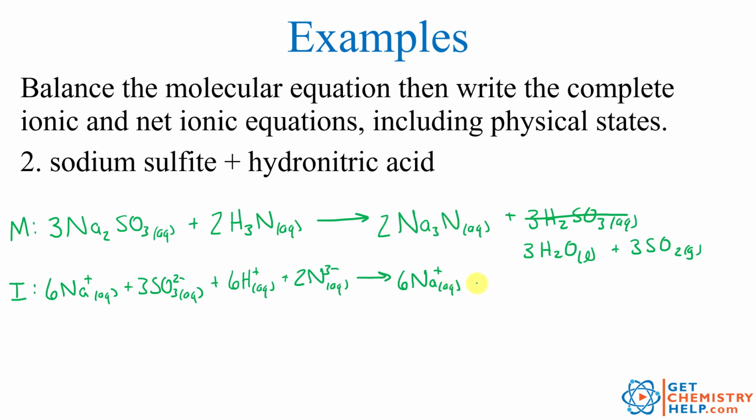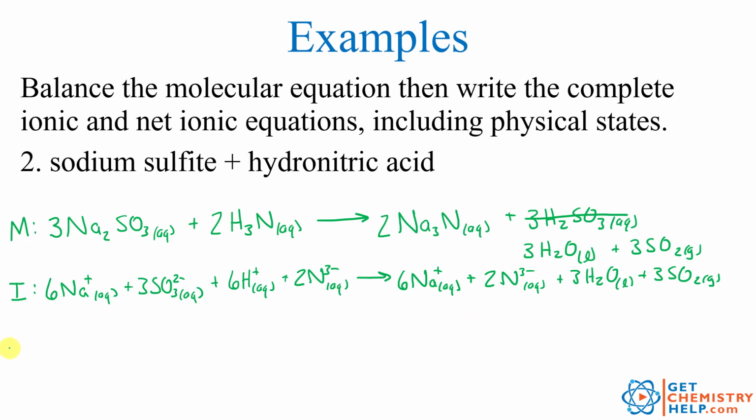And we have 2 nitrites, so 2 nitrite ions. How about the 3 waters? Well, again, we said we only dissociate soluble ionic compounds. Solids, liquids, and gases stay together as a single unit. So this is a liquid, so we just write it again as 3 waters, liquid. And 3 sulfur dioxide gas, we write that again as 3 sulfur dioxide gas as a single unit.